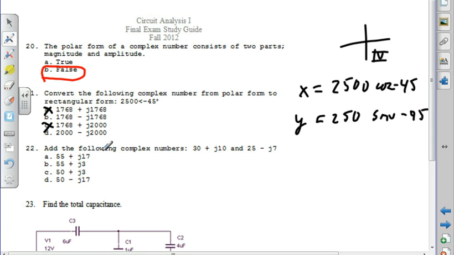So now, what is 2500 times the cosine of minus 45? 1767. All right, so that makes it B. Can you put how you did it on a calculator on there, if you don't mind, please?